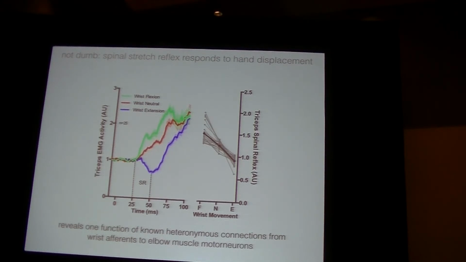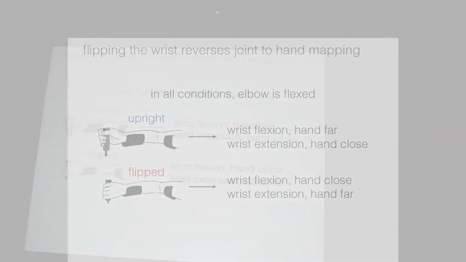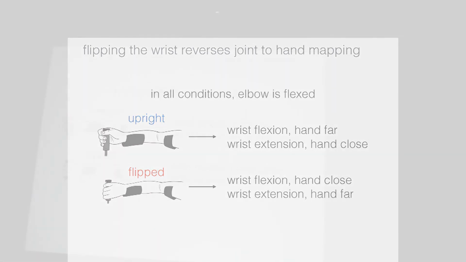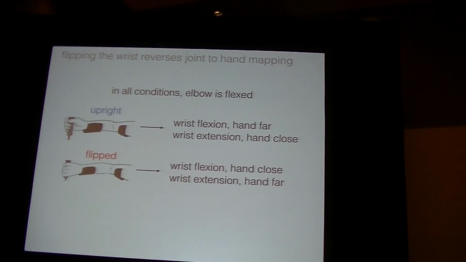What this result does is really important. It actually attributes a function to those heteronymous connections for the first time. But Jeff didn't stop there. He then devised the following experiment. He said, well, what's cool about this setup is that the wrist can be either upright or flipped. And what this does is it categorically switches the mapping between local joint motion and the task. So while in the upright condition, the wrist flexion condition is the one that causes you to move furthest, that's completely opposite here.